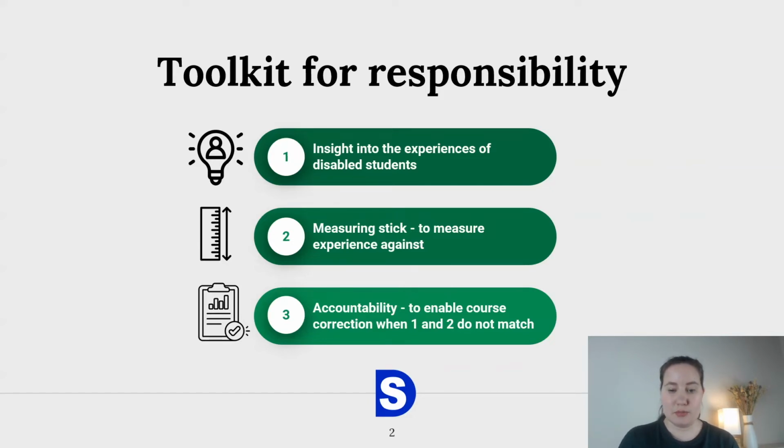In the next few videos, we will be honing in on the first of these tools. Why is it so important to invest in understanding the disabled student experience, and how can you go about it?